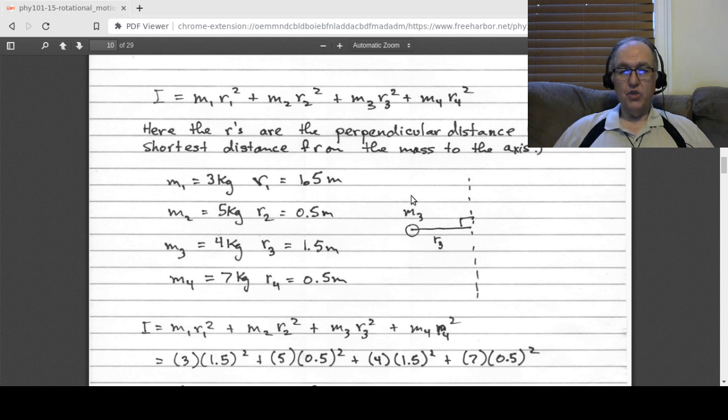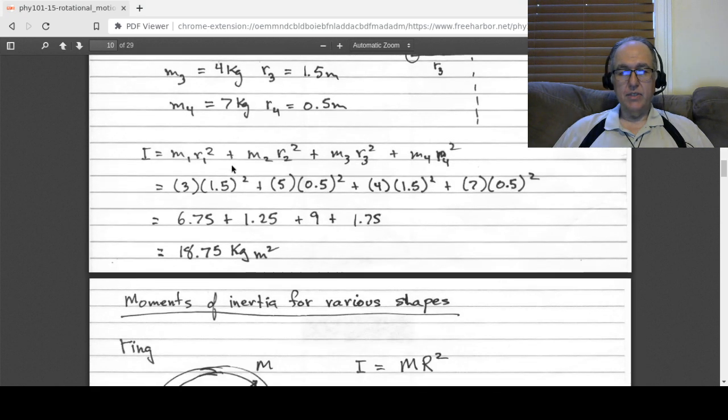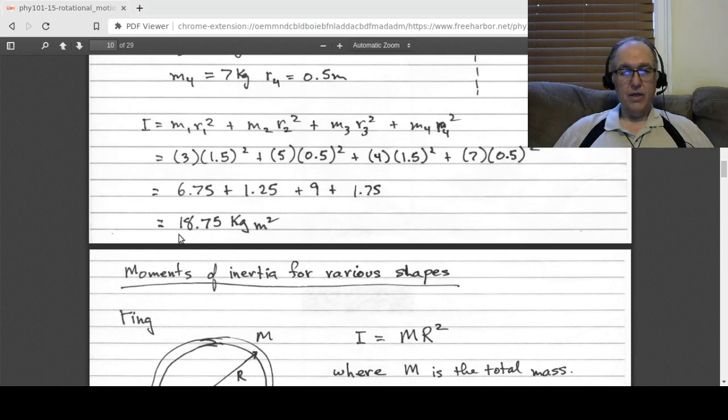Okay, and here I'm trying to show you how you measure the distance between M3 and the axis. It's that perpendicular distance like that. Okay, well, just plugging in all the numbers, it's easy enough math, and you get 18.75 kilogram meters squared. Okay, great. Now we did the moment of inertia for point masses in 1D. We did the moment of inertia of point masses in 2D.